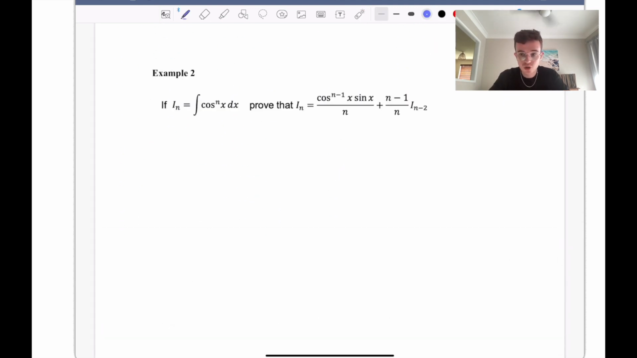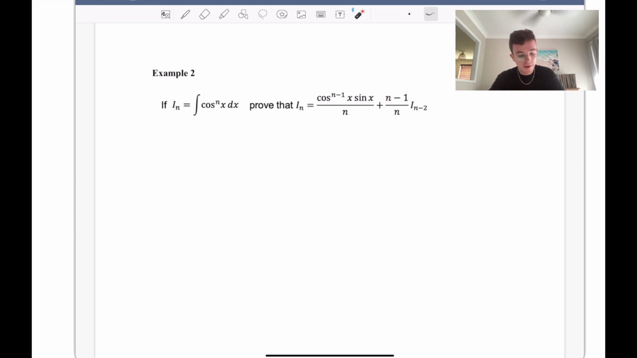So example number 2 in this is we're looking at using recurrence relationships to integrate cos^n x dx, and we've got to prove that I_n is equal to cos^(n-1) x sin x on n plus (n-1) on n I_{n-2}. It looks scary, I'll admit that, but we don't care about this at the moment. We're realizing that this is an integration by parts question, and that's because this is n minus 2 here, and the power in the numerator is n minus 1.